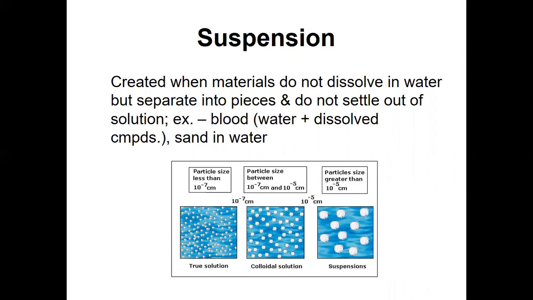Your blood is also a suspension. You have red blood cells and white blood cells and platelets, all kinds of things in your blood, but it looks like one thing. But these items are not actually mixing together and they don't actually settle out. So they're a specialized form of a mixture where they're all together, but they don't settle apart.